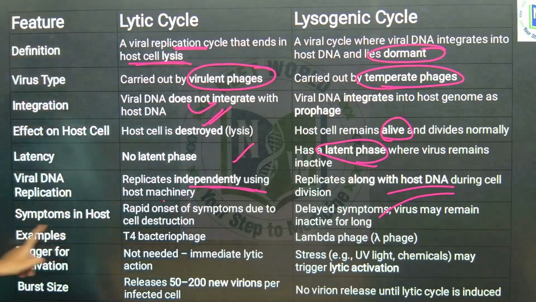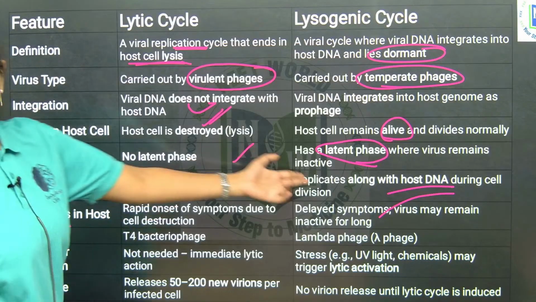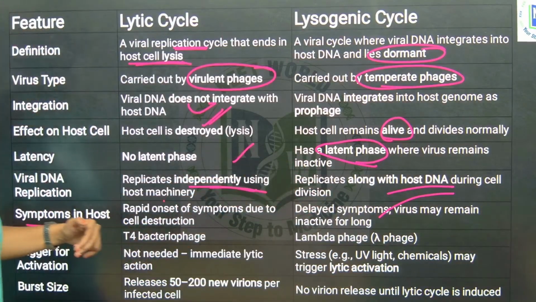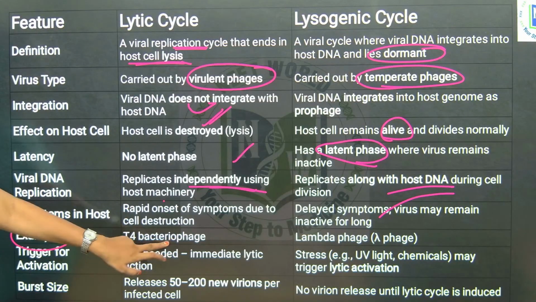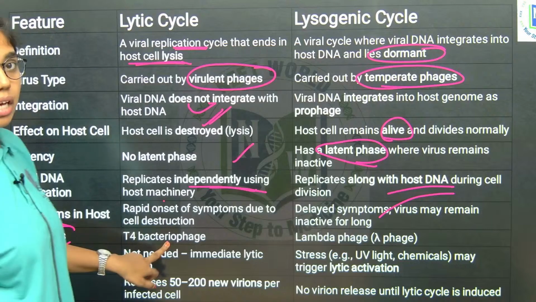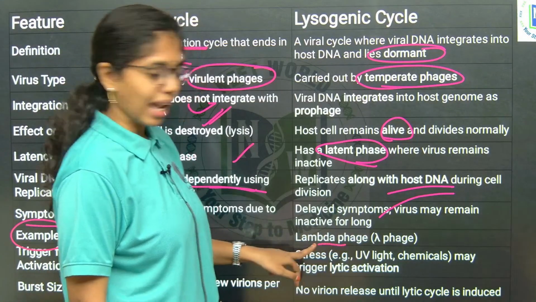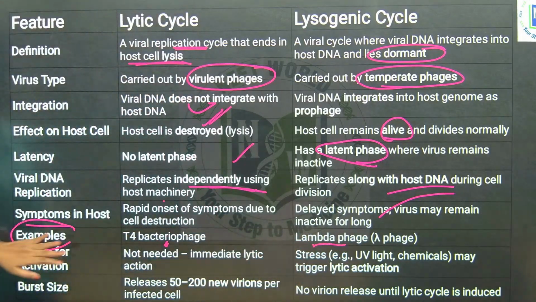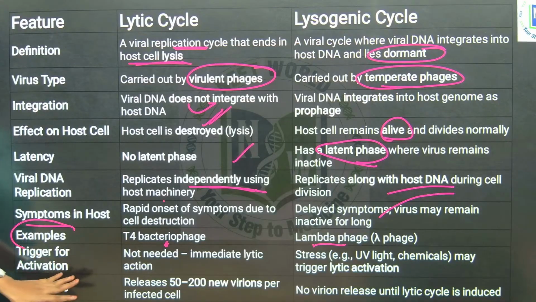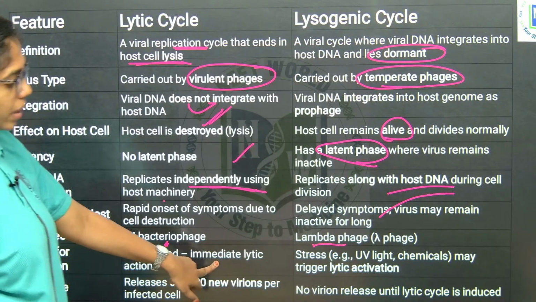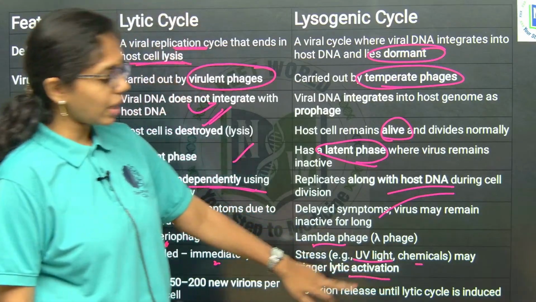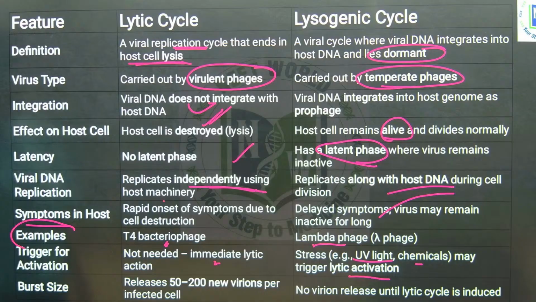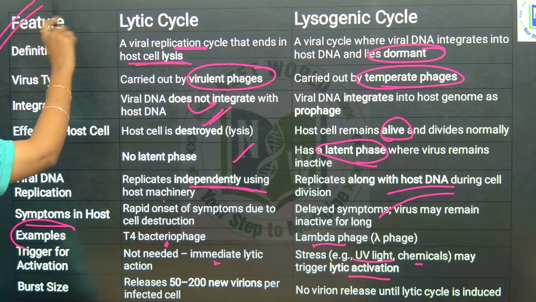And then symptoms are very rapid here; symptoms will be low here because direct cell lysis will not happen. Examples include, for the lytic cycle, T4 bacteriophage, and for the lysogenic cycle, lambda phage. And then this will trigger activation, and immediate lytic action will happen. Here, stress like UV light and chemicals will trigger the lytic cycle. So these are the clear differences between the lytic and lysogenic cycle, please go through it.